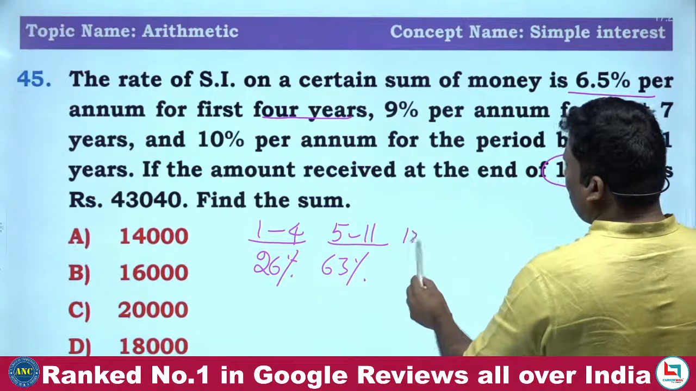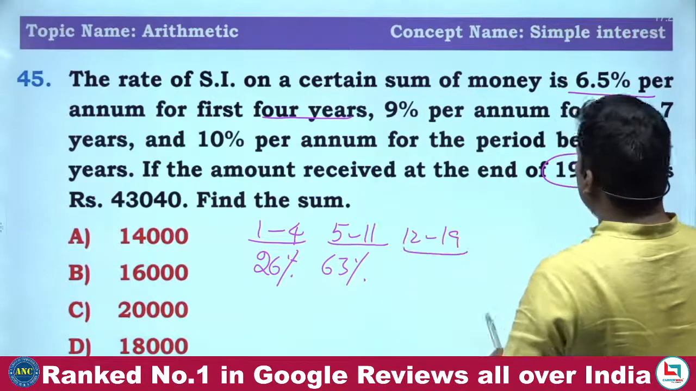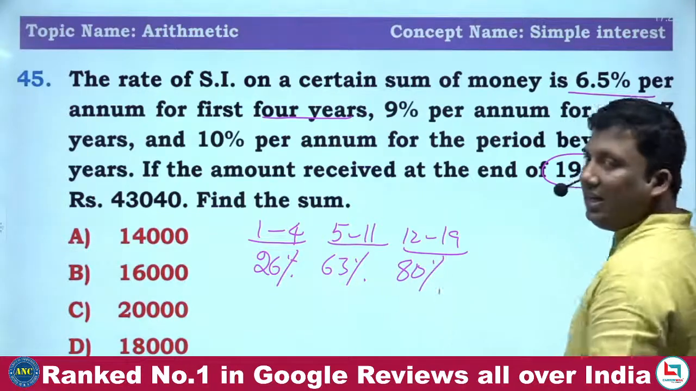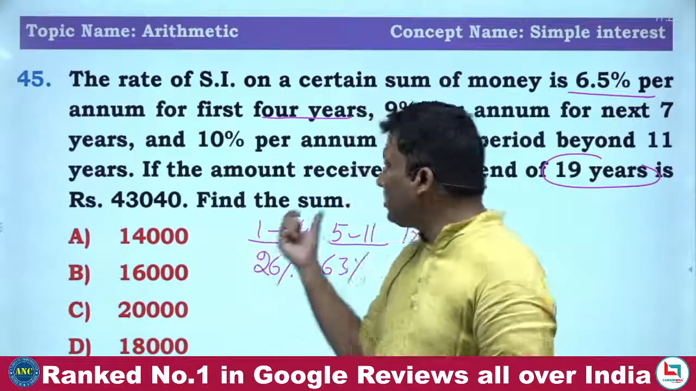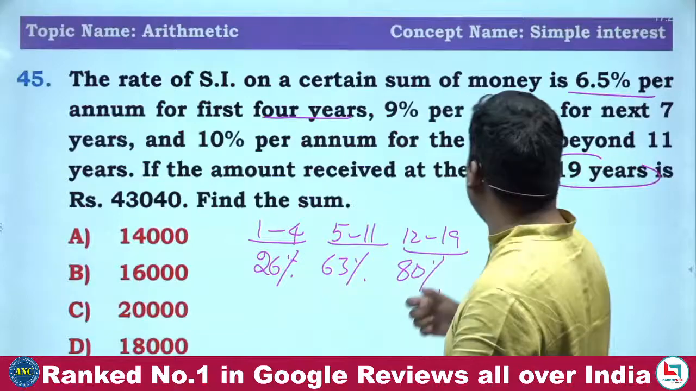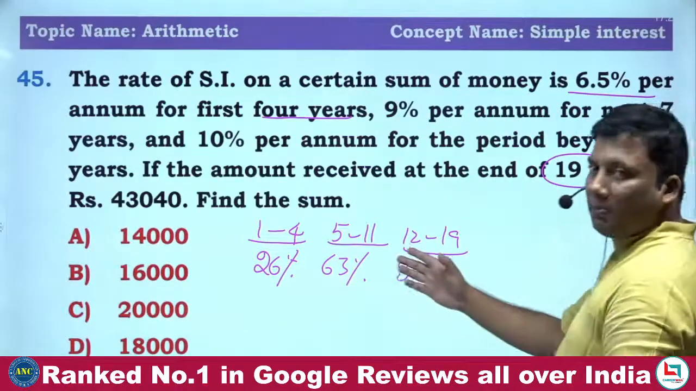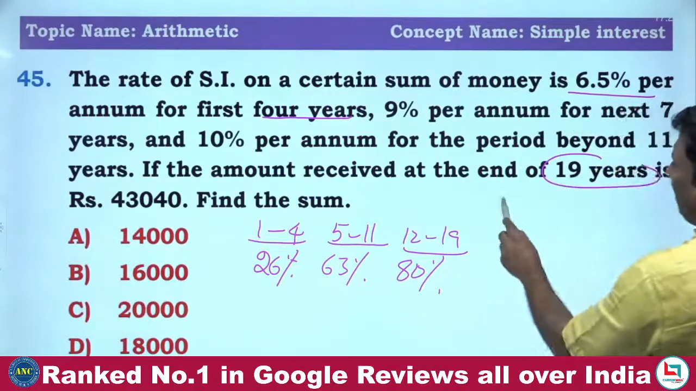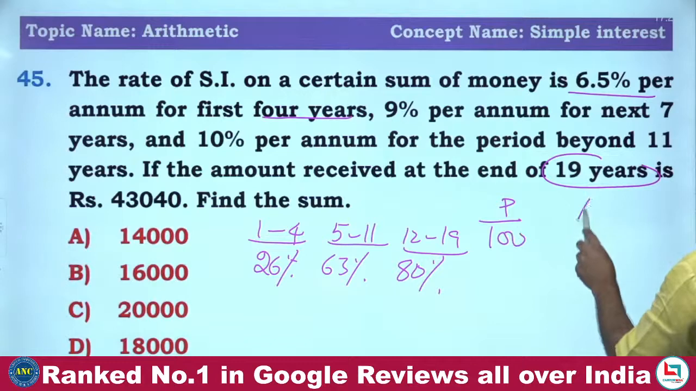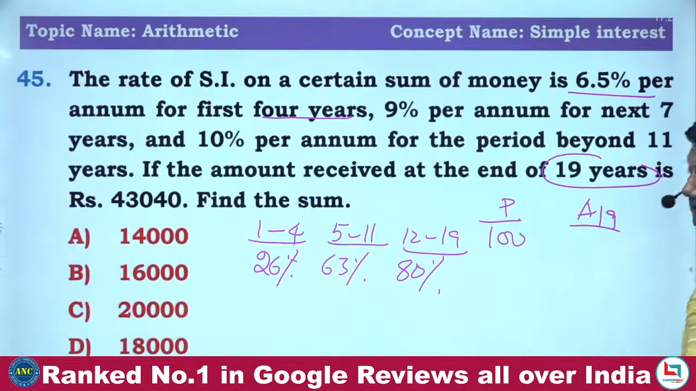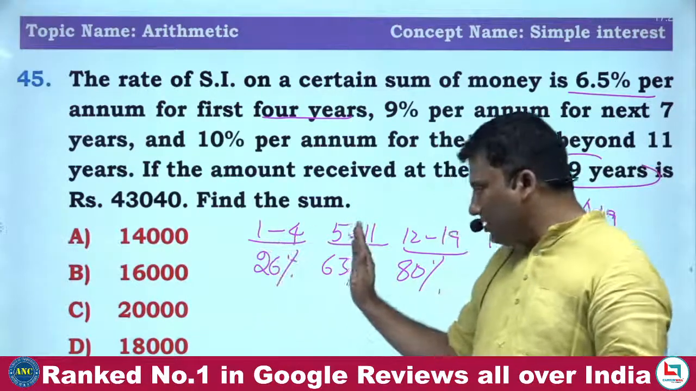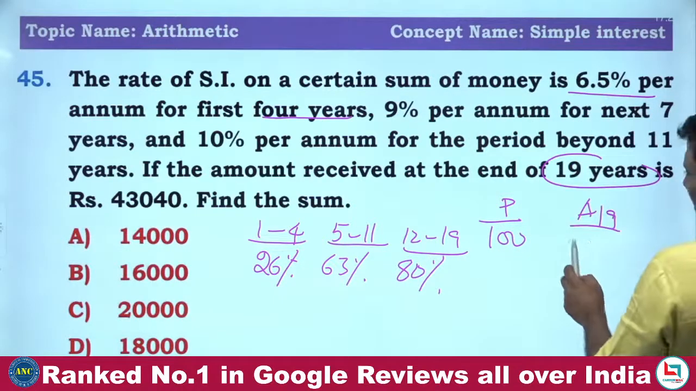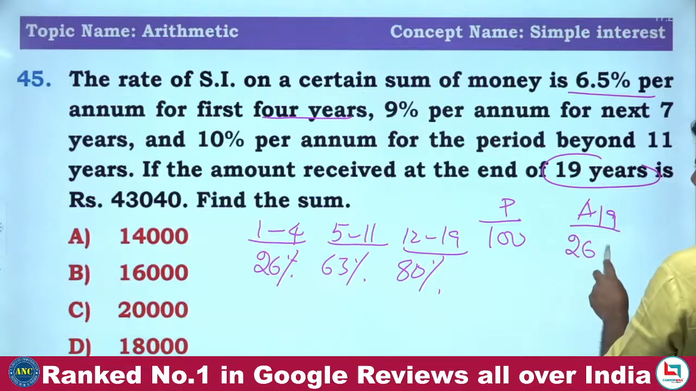Next one, 12 to 19. For the next 8 years, it is 80. Total 19 years are there. For the first 4 years, it is 6.5%. Next 7 years, it is 9%. Next, it is 80%. So totally, if I take the principal as 100, the amount after 19 years will be 26 plus 63, 89. 89 plus 80, 169. So the amount will be 269.